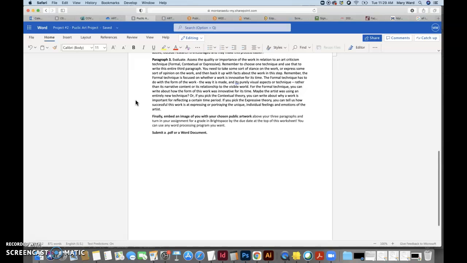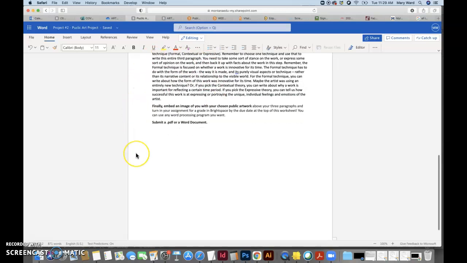If you choose the contextual theory, you'll have to write about why it's important for reflecting a certain time period, the context that it came out of, and then explain why you think that. If you pick the expressive theory, you can tell us how the work is successful at expressing the unique individual feelings or emotions of the artist that created the work. So it's just one of those 3 techniques in the 3rd paragraph that you'll need to choose.